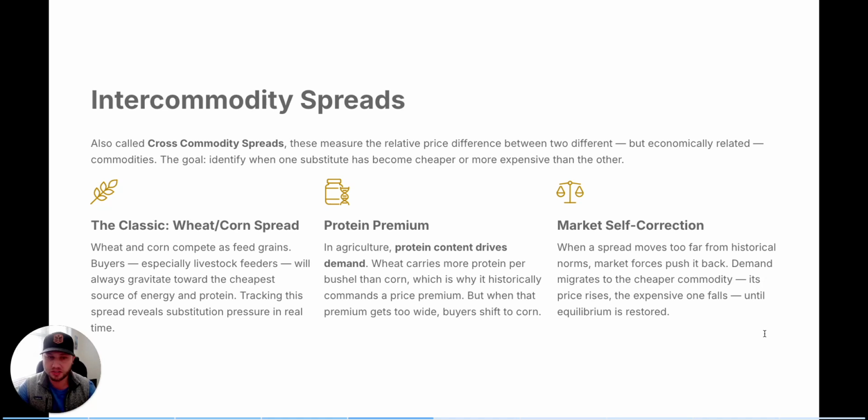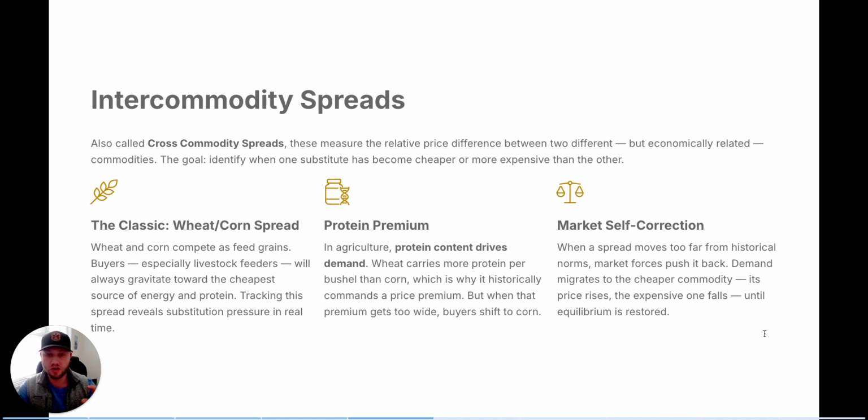Because wheat and corn can compete as feed grains, livestock feeders or any kind of buyer are always going to look for the cheapest source of energy or protein. So tracking this spread reveals some substitution pressure that can exist in real time. When you think about it, in ag, protein content really drives a lot of the demand. Wheat generally carries more protein per bushel than corn, which is why it has a price premium to it. But when that premium gets too wide, buyers will shift over to corn.